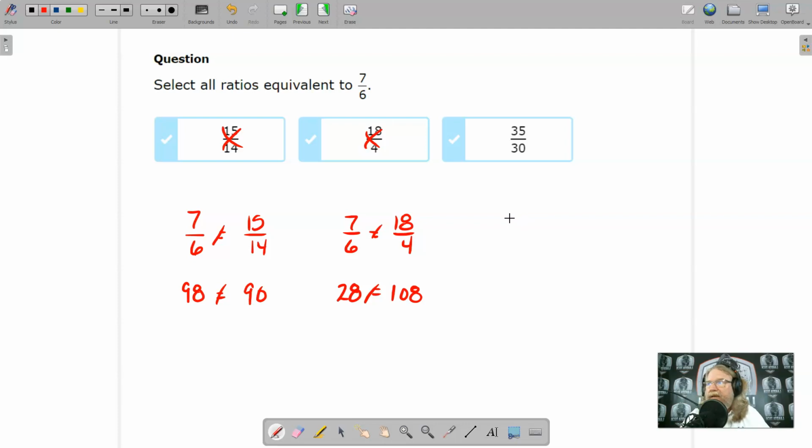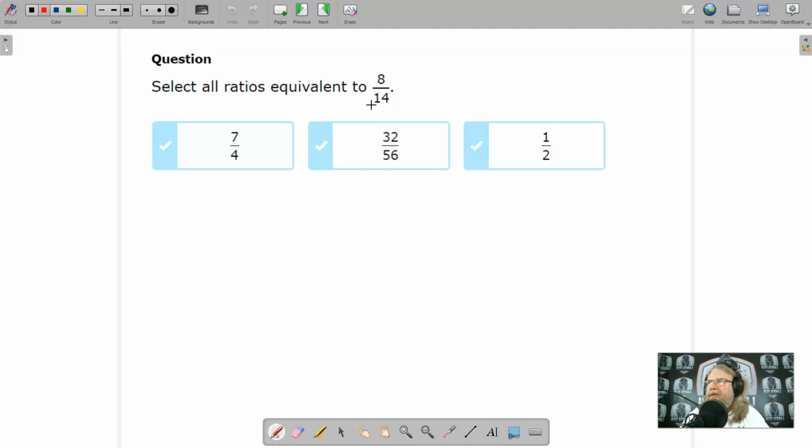Must be the final answer, correct? Let's try this. 35 over 30. They're both divisible by 5. 35 divided by 5 is 7. 30 divided by 5 is 6. 7 over 6, 7 over 6. Turns out that's the only correct answer.